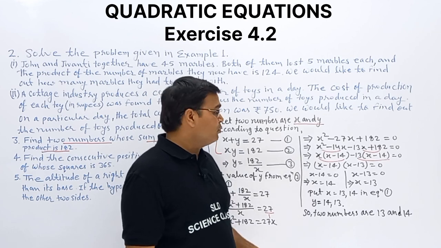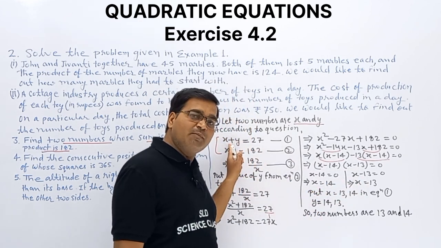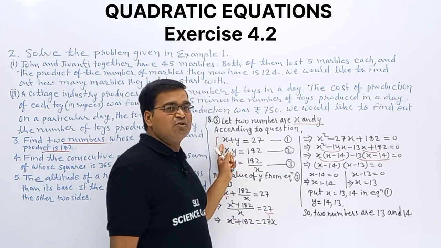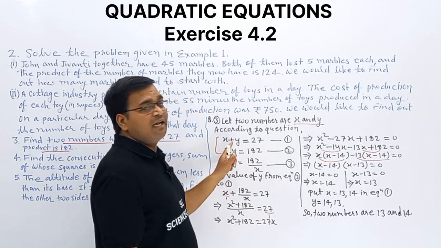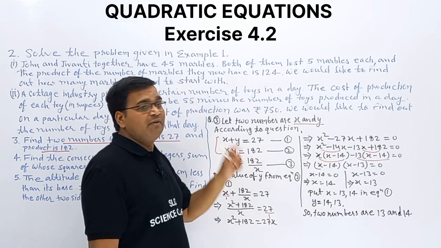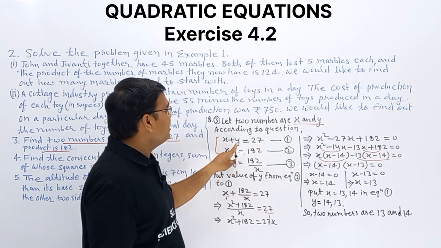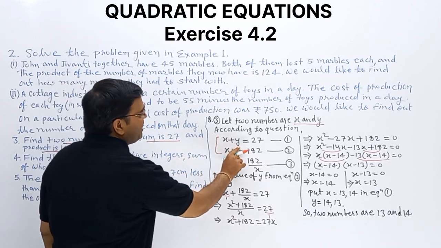So what will we do? We will put both values in equation number 1. In equation number 1 we are having both variables x and y. In the place of x, once we put 13 and 14, then we will get what? The y value. Once we put x equal to 14, then y will be what?